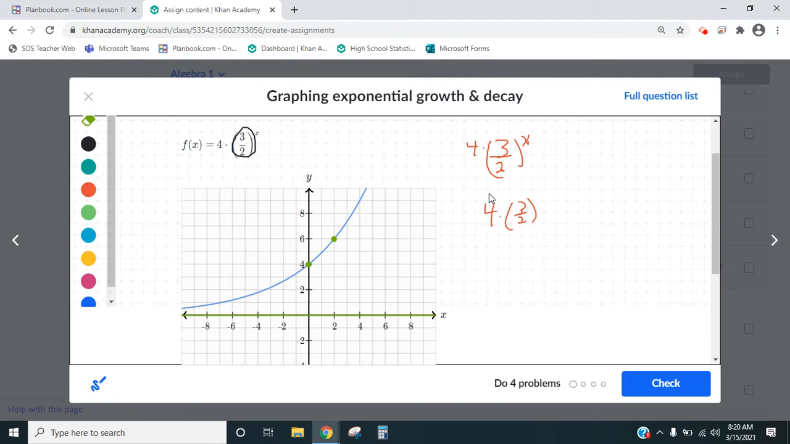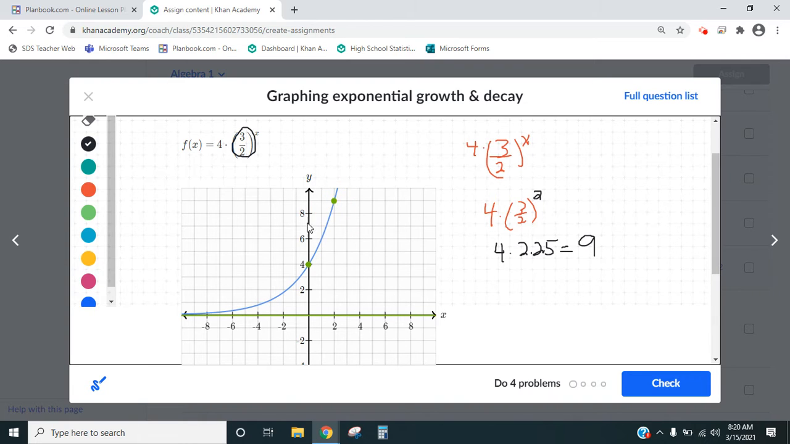Okay, before we go to 3, let's try 2. 2. This would be 9 over 4. That'd be 2.25. And what's 4 times 2.25? Is that a whole number? It is. It's 9. So what I just did there was I plugged in 2 for x, right? And I got what out of it?